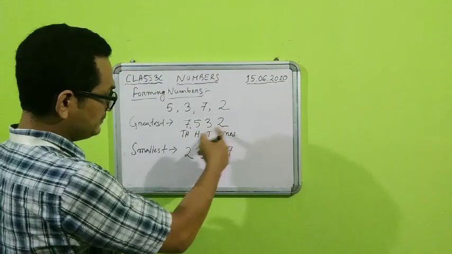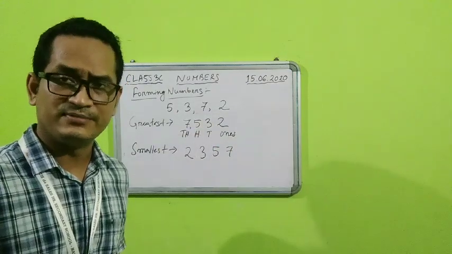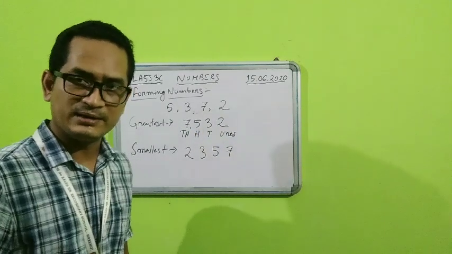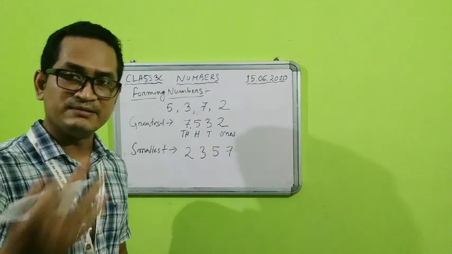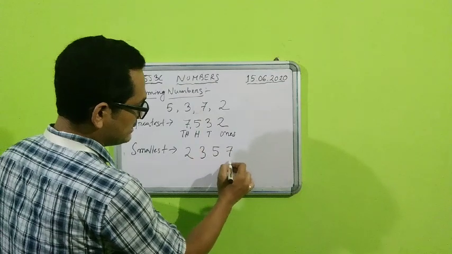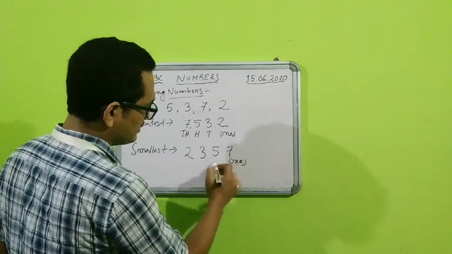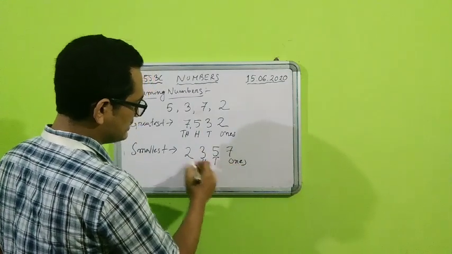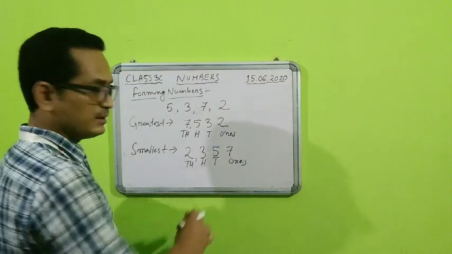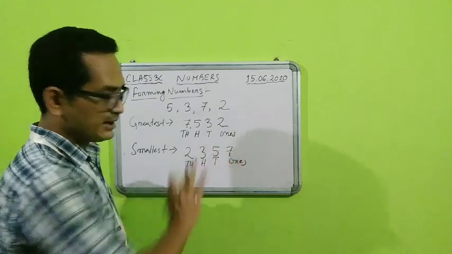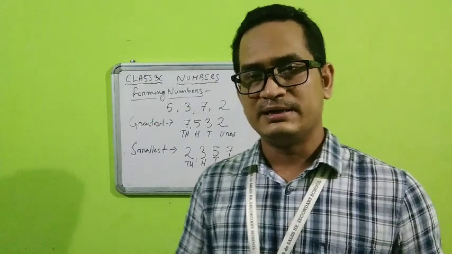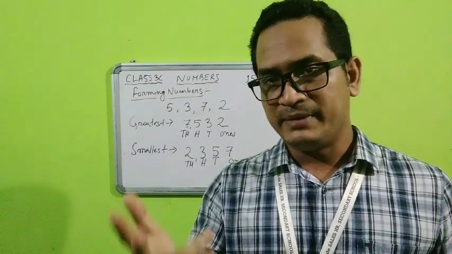Now students, you see, this is the reverse of the first one. The first one was descending order, now it is ascending. In the last class also we understood this thing. Ascending order is the reverse of descending order. Now here, this is the ones place, this is the tens place, this is hundreds, and this is thousands. So we have to put the comma here. So the new number became 2,357.